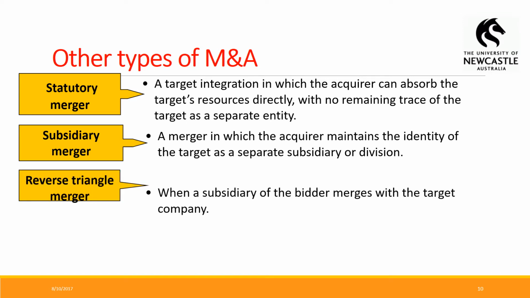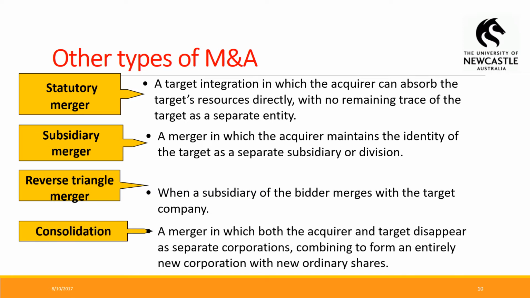We have a reverse triangle merger. This is when the acquiring company buys a subsidiary of the target company. We have a consolidation, where after the merger, the two companies, the acquiring company and the target company, cease to exist, and they combine to make an entirely different company.